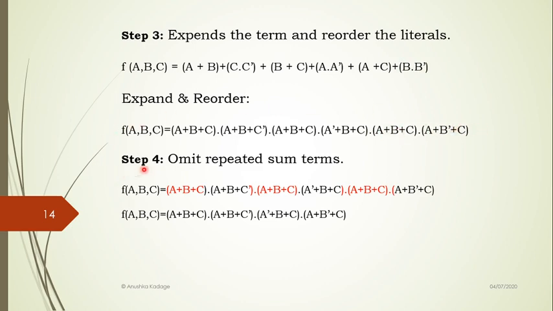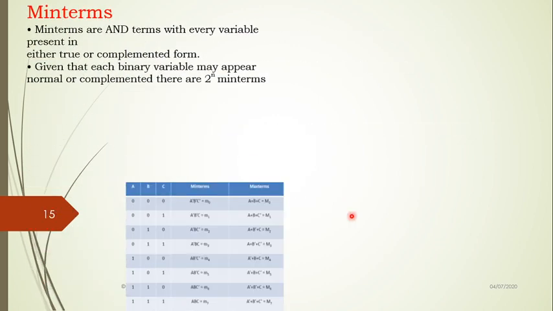In the last step, the repeated sum terms again have to be omitted. So the red marked terms are the repeated terms. Instead of all those repeated terms, we write a single term as A plus B plus C. A plus B plus C dash we extract as it is, and the remaining two brackets we also extract as they are. So this is how we can convert the given SOP to the standard SOP, and similarly the given POS to the standard POS.